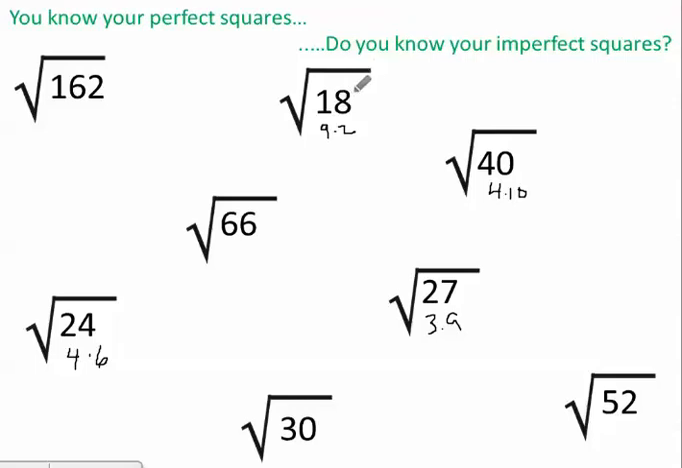I know that 18 is between 16 and 25. So it's between 4 and 5, isn't it? It's more than 4 and it's less than 5. It's somewhere in between there, isn't it? And 40, that's more than 36 and less than 49. So that's between 6 and 7. See how I'm kind of narrowing it down a little bit? 27 is between 25 and 36, so it's between 5 and 6.